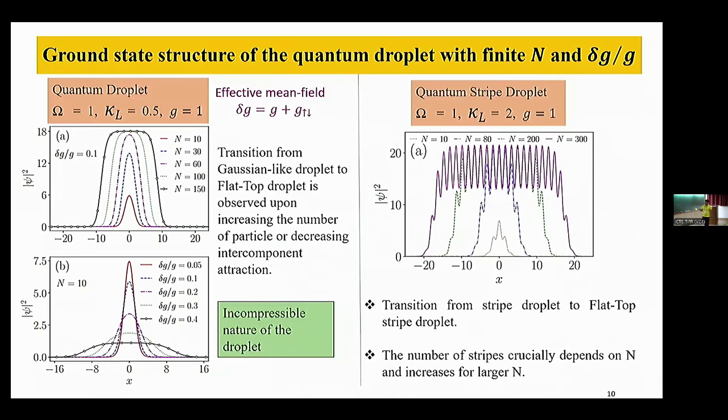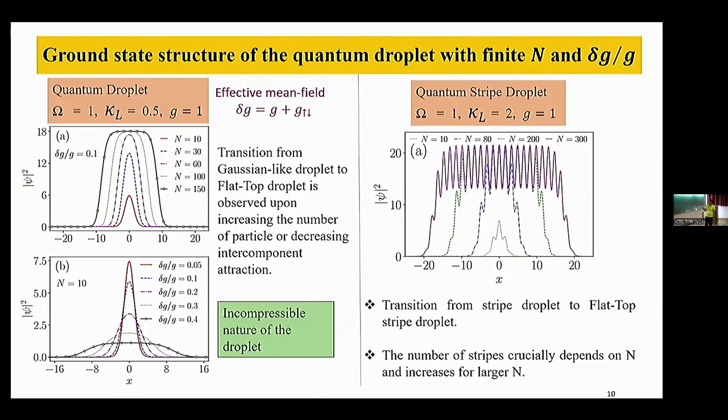So this kind of ground state we can tune using the number of particles in the system, and beyond a certain number of particles, the ground state density doesn't change. So in that state we say that quantum droplet behavior starts appearing in the system. Similarly, the transformation we can do by tuning the beyond mean field interaction that is governed by delta g.